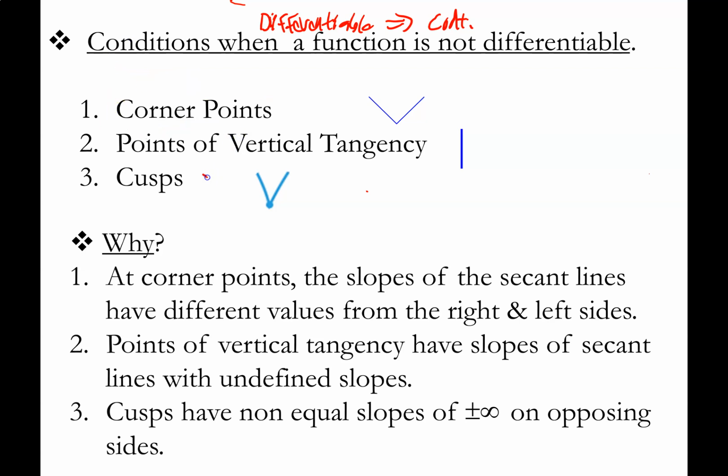Same kind of logic with a cusp. A cusp is a lot like a sharp turn, only it's more of a curved graph, something like that. I don't know if you want to think of it like a bird flying. Forgive my artistry, but yeah.